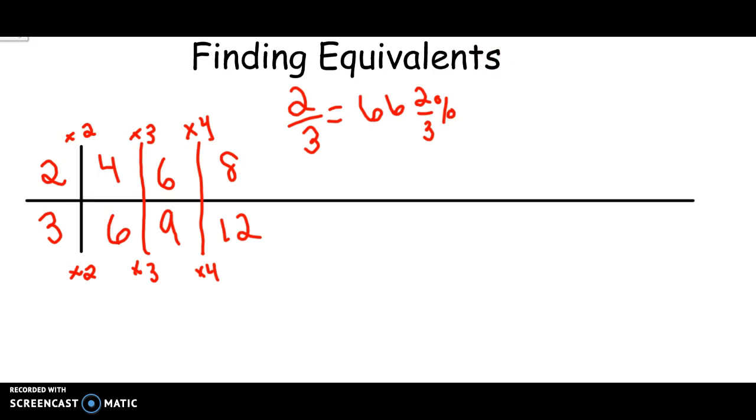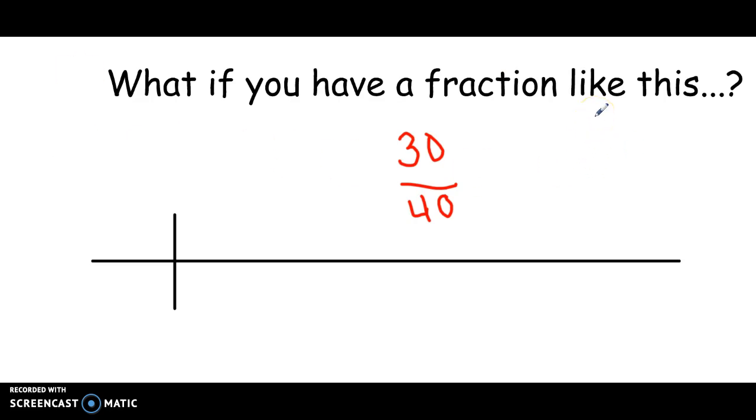Let's say that you're working on a word problem and you come up with a fraction like this, 30/40 or 30/40ths. Could you work backwards and reduce this fraction to find another fraction that means the same thing? Yes. We need to think about what factors these two numbers have in common. How can I create 30 and 40 using multiplication?